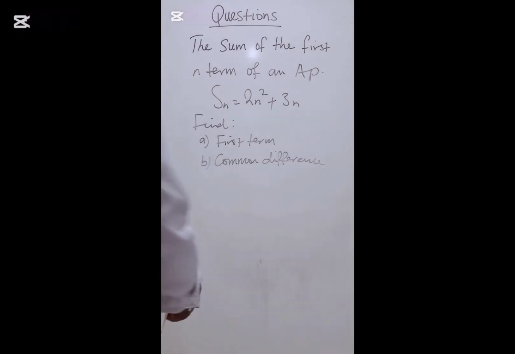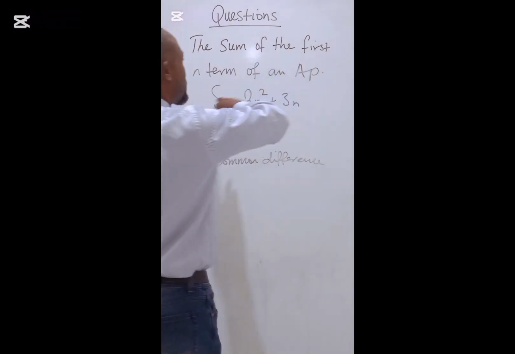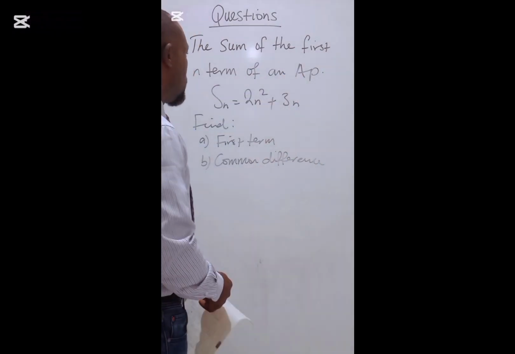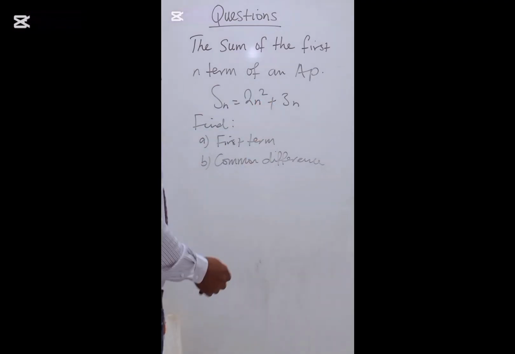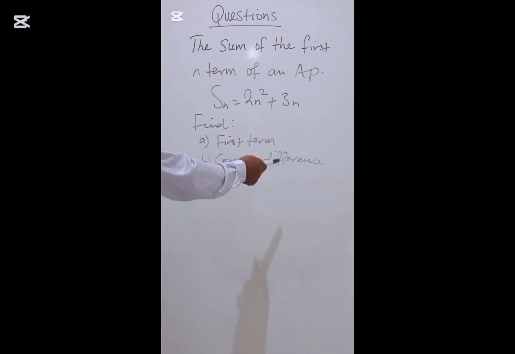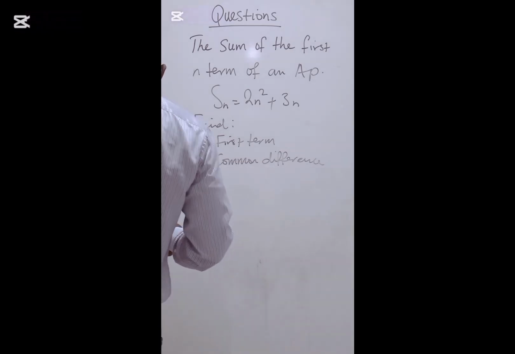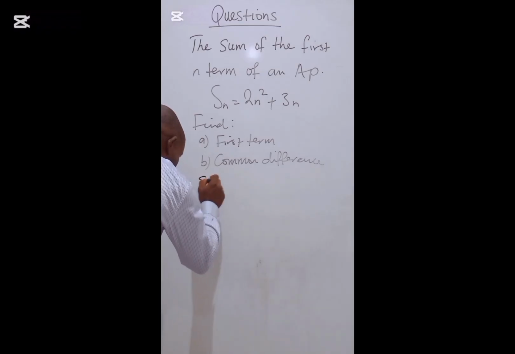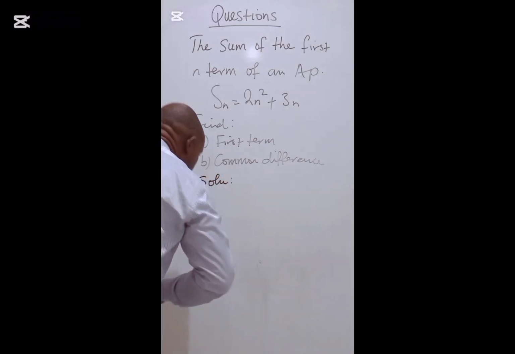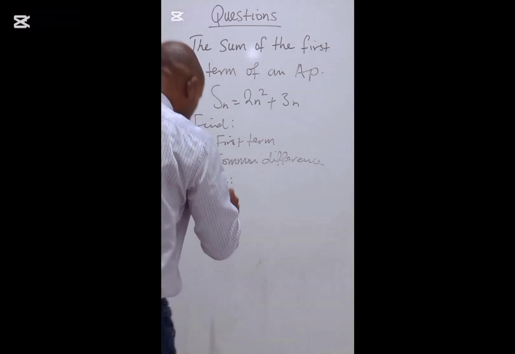The question says the sum of the first n terms of an AP is Sn equals 2n squared plus 3n. Find the first term. Find the common difference. So how do we go about solving this kind of problem? The first thing we're going to do is look for the first term. The solution, first term.